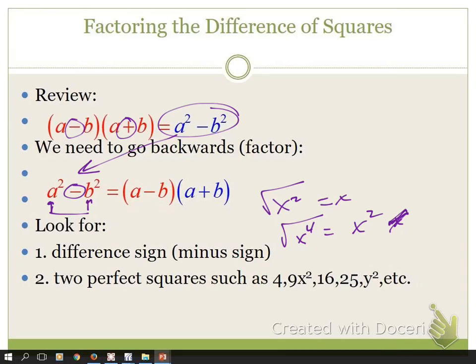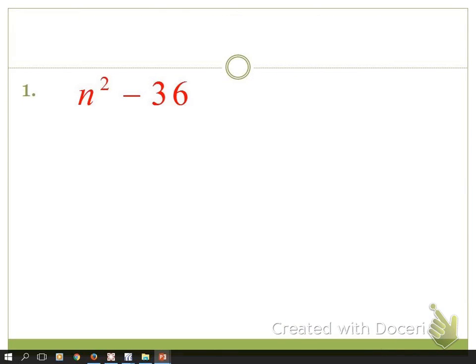But anyway, if you have a difference of two squares, then you just create your two parentheses, you square root the first term, square root the second term, and do plus or minus in your parentheses, and you're done. Okay? For example, this guy right here. But you have to check the requirements first.